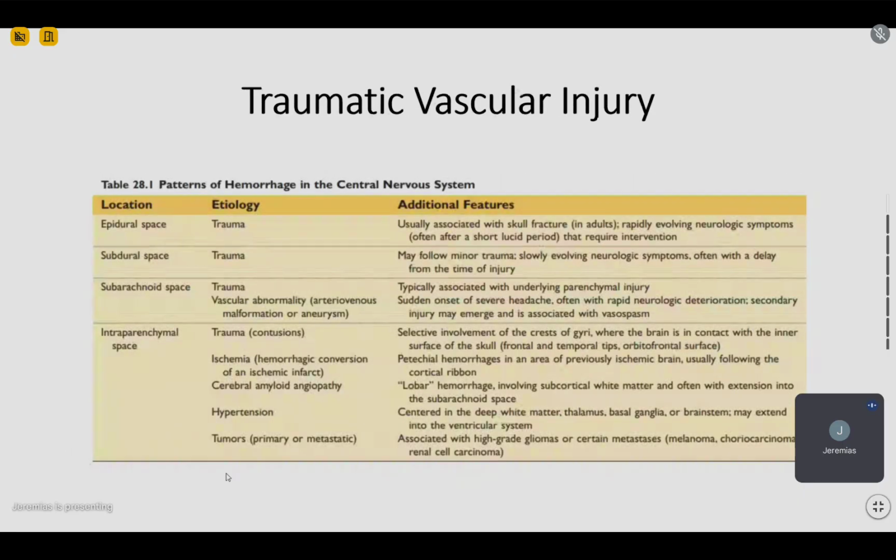Then we have traumatic vascular injury. You will really encounter this if you rotate in the ER, emergency room, or in trauma. So these traumatic vascular injuries, they are common in cases of what kind of accident? Anybody?